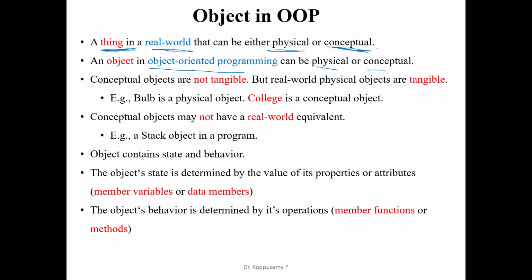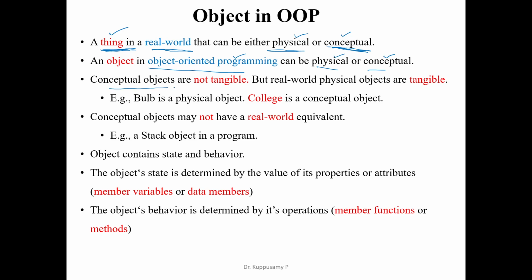Please pay attention here. In the real world, we have objects. That object may be a product or thing that can be either a physical thing or a conceptual thing. Like that, an object in object oriented programming, that means in software programming, may be physical or conceptual. Now, what is the difference between a physical object and a conceptual object?